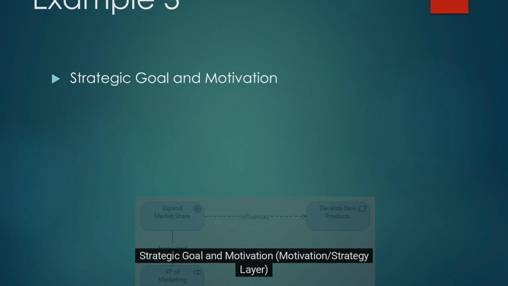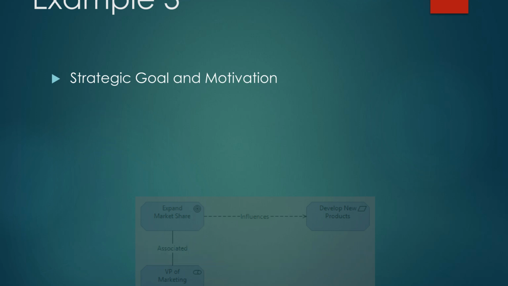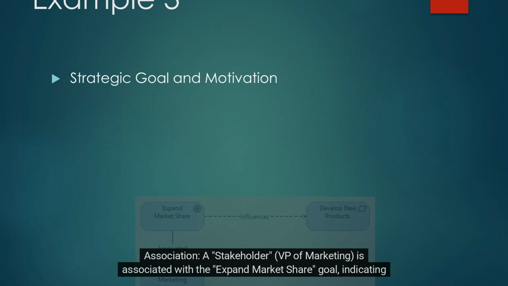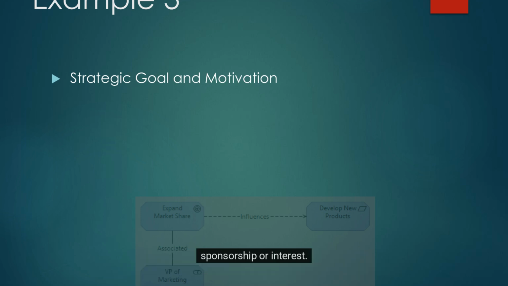Strategic goal and motivation, strategy layer. Influence: the expand market share goal influences the develop new products requirement. Association: a stakeholder, VP of marketing, is associated with the expand market share goal, indicating sponsorship or interest.